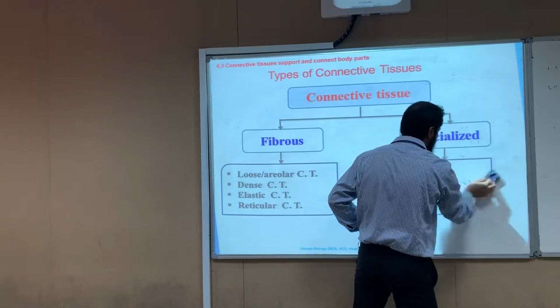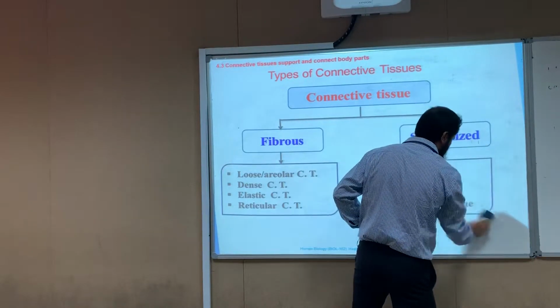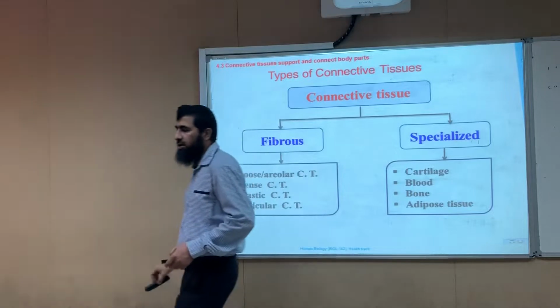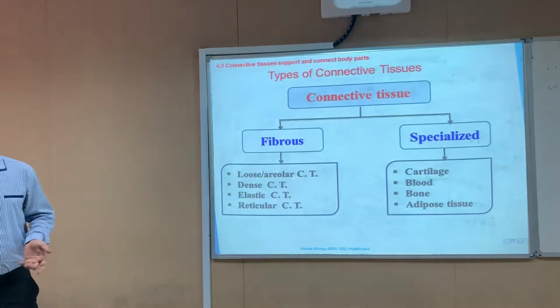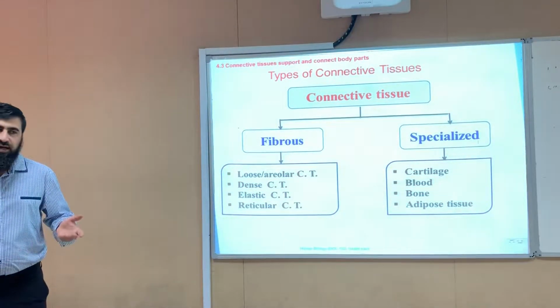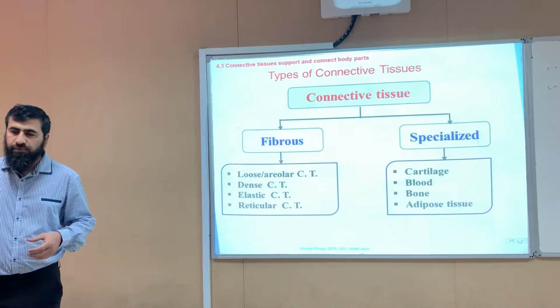Doctor, what is meant by supporting softer organs? Softer organs are organs like the liver, the pancreas, the lungs, and so on. So these connective tissues help to support them, okay?